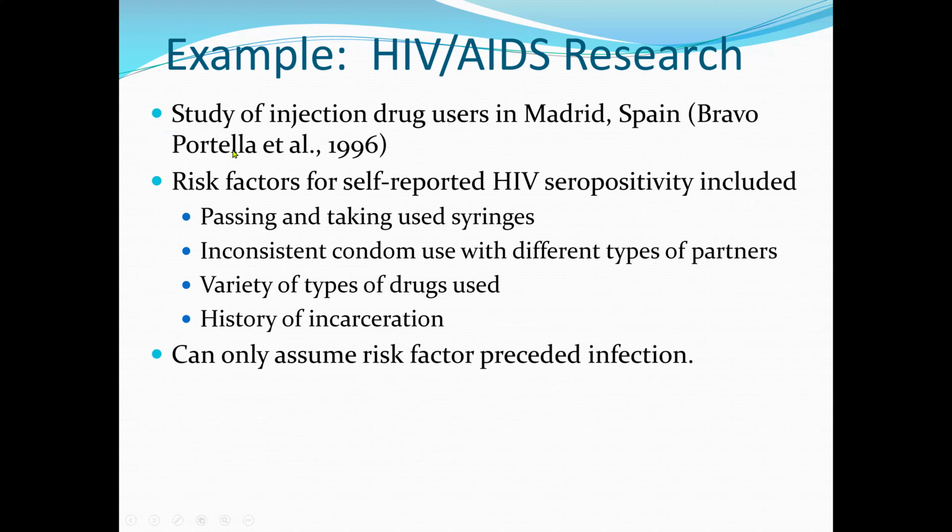The example given here is a study of injection drug users in Madrid, Spain, in 1996. The risk factors for self-reported HIV seropositivity included passing and taking used syringes, inconsistent condom use with different types of partners, a variety of types of drug use, and history of incarceration. This can only assume, again, that the risk factors preceded the infection.